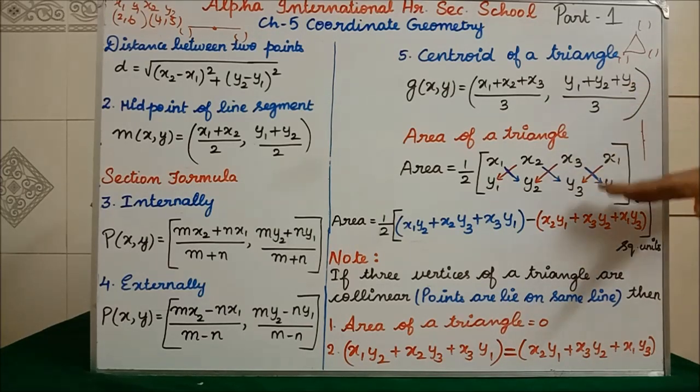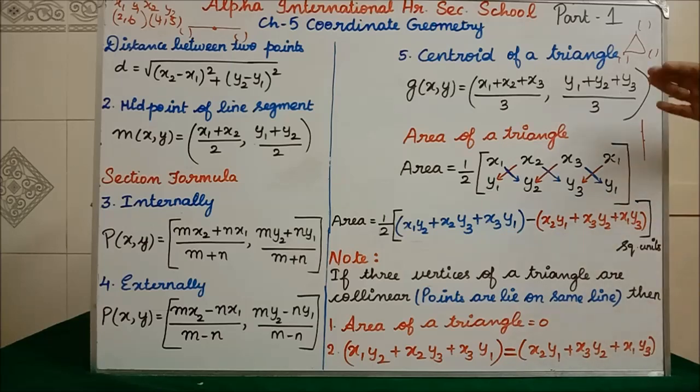The last formula is the area of a triangle. This is a very important formula. This is in exercise 5.2. We will start with the area of a triangle only. Clear? In the first exercise we will start with the area of a triangle. Clear? Now we will see the formula.